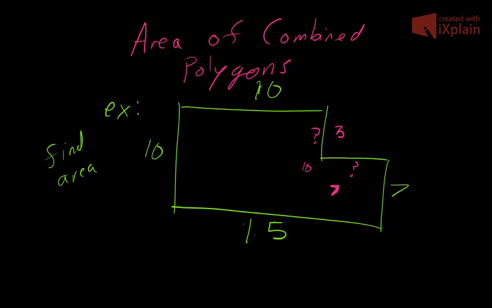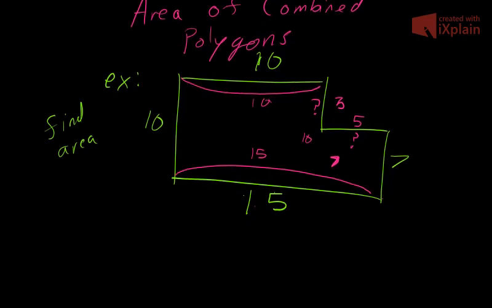Next up, I know that from side to side this thing is 15 long. From here to here is 10. That means that this part that's left has to be 15 minus 10. It's whatever's left. So it has to be 5. And just like that, I have all of my side lengths.